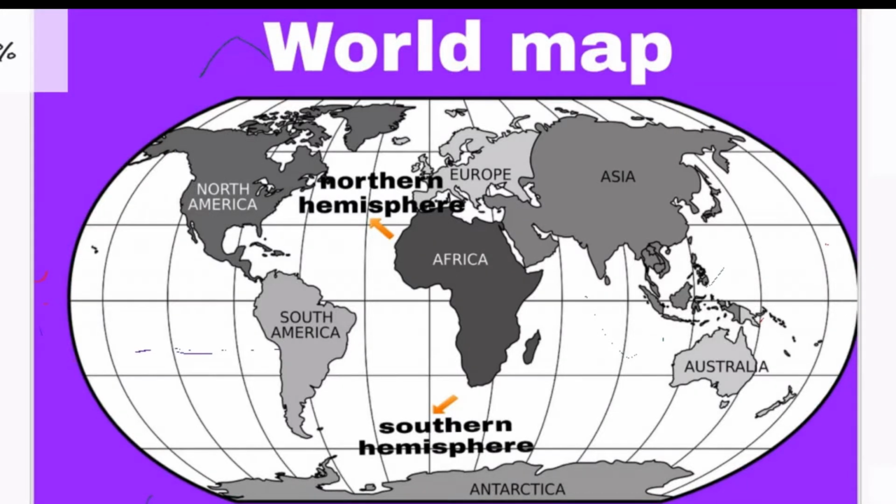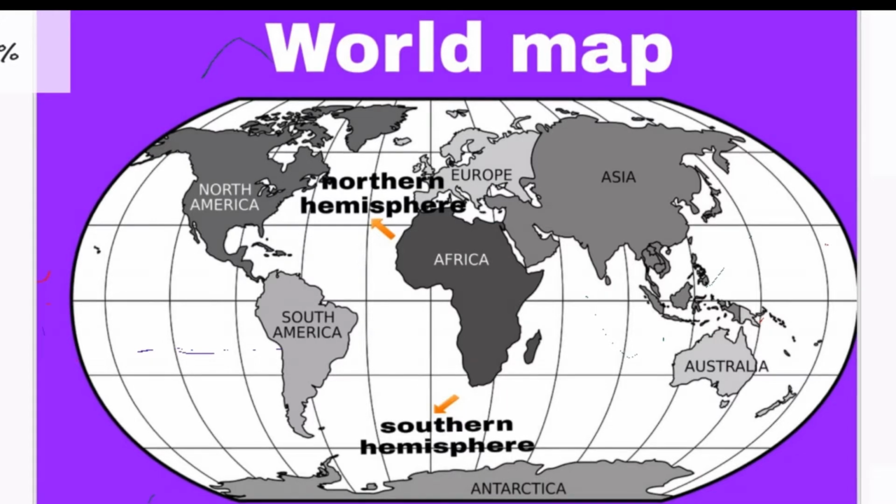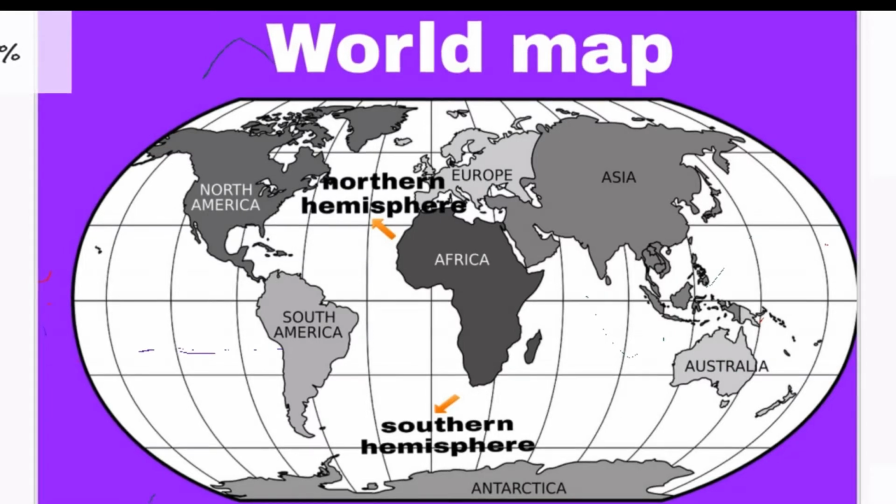So here you can see on the screen the world map. This is the world map, and here you can see on the globe some lines. There are some horizontal lines and vertical lines on the globe.